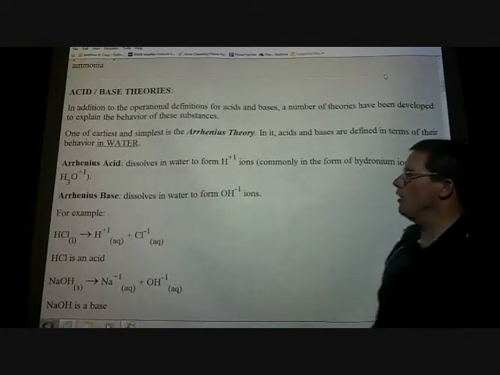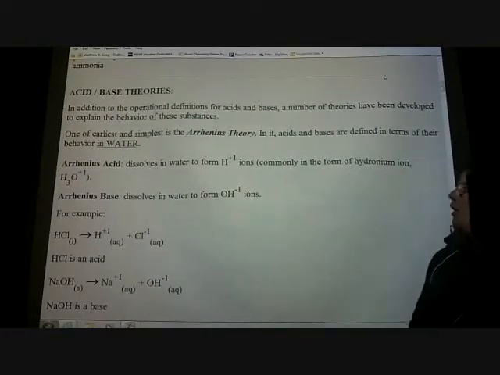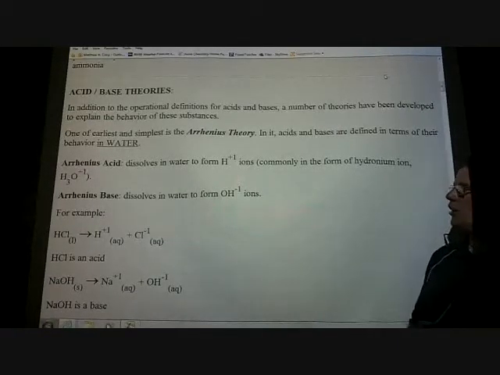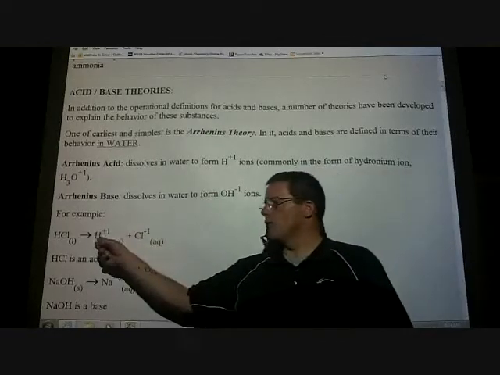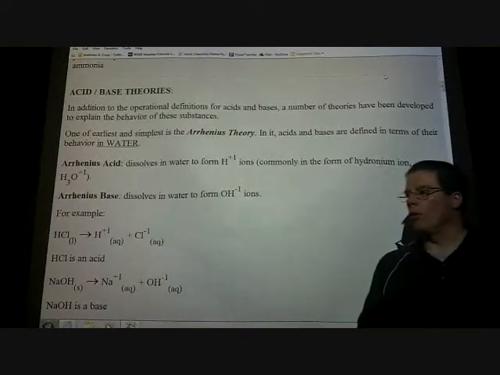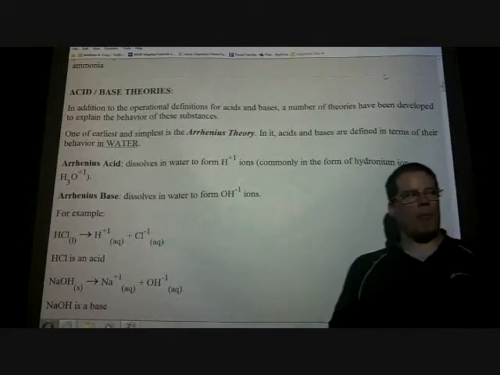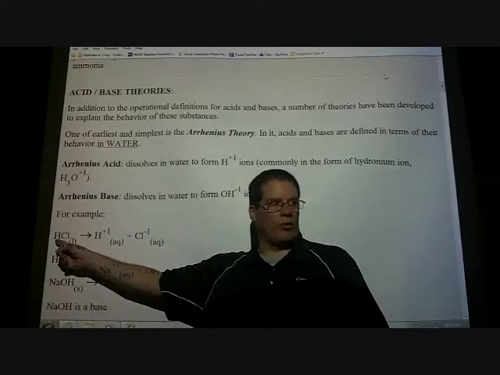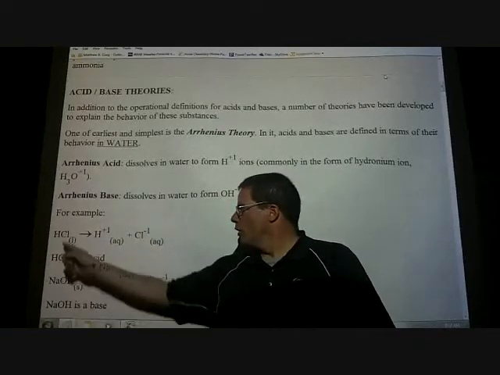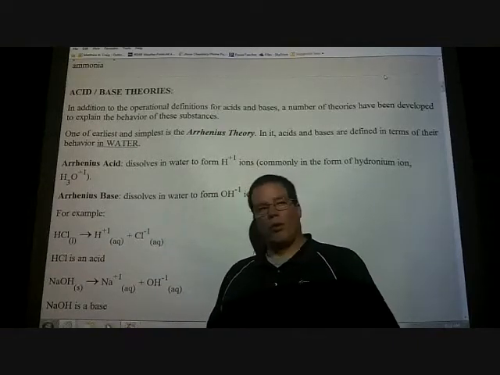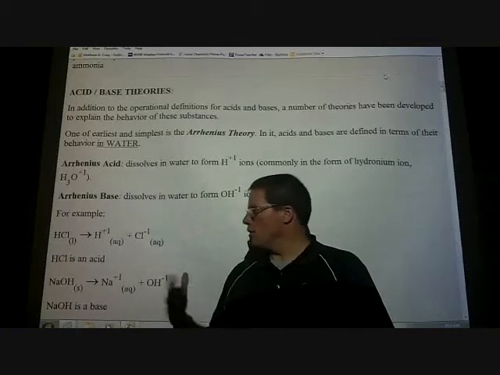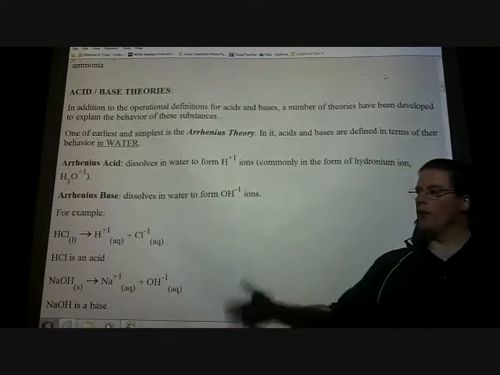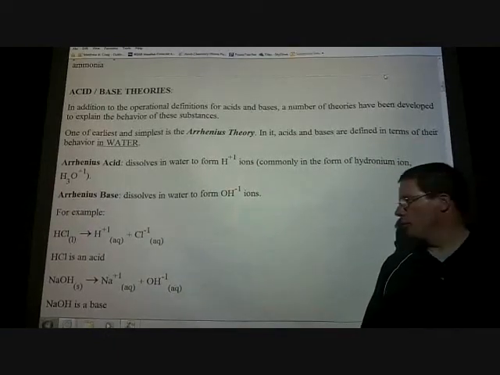Some acid and base theories that we'll talk about, two today. The first one is called the Arrhenius Theory. The Arrhenius Theory deals with the removal of a hydrogen. And one of the ways that we can recognize that we're looking at an acid is if the compound starts with a hydrogen. So if you notice a hydrogen as the first element, you're looking at an acid. So hydrochloric acid. And then to look at a base, if it ends in a hydroxide, then you're looking at a base. So if it starts with an H, that's an acid. If it ends with an OH, it's a base.